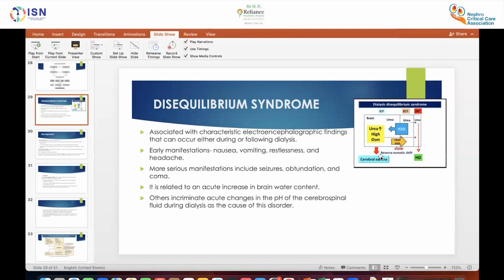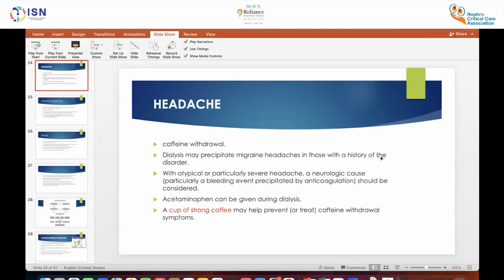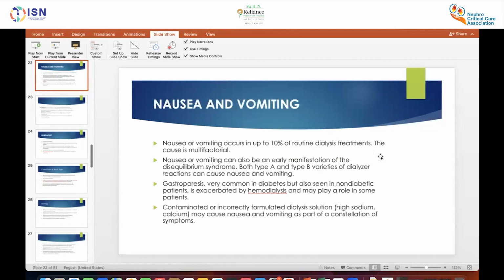Okay. So these are the prevention and risk factors we have talked about, which were not clear in your slides. Next, we will go to hypotension.